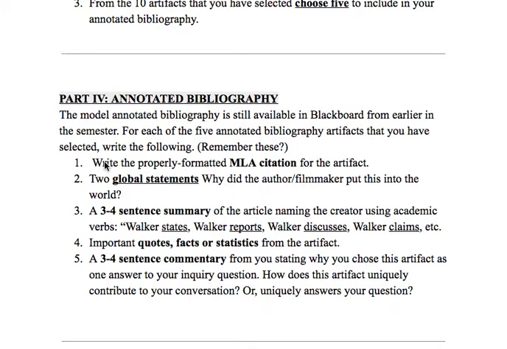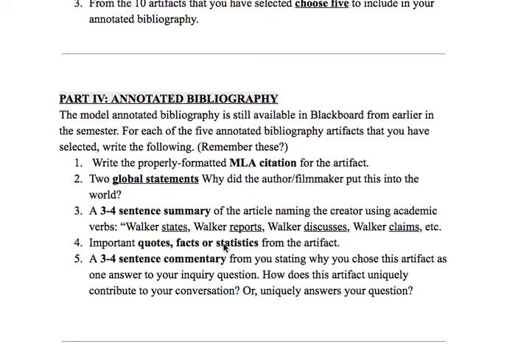And again, you do the properly formatted MLA citation. You do your global statements, the overall, why did the author or the filmmaker put this particular artifact into the world? What was the purpose of this? And then a quick summary. I wanted you to employ and use those academic verbs that I told you about. Walker states, Bush reports, Smith discusses, because that really helps us to give credit where credit is due and make sure that we avoid plagiarism. So we want to use that language as well as in-text citations. Remember that. The parentheses, to make sure that we're giving credit to the people who made these 5 artifacts.